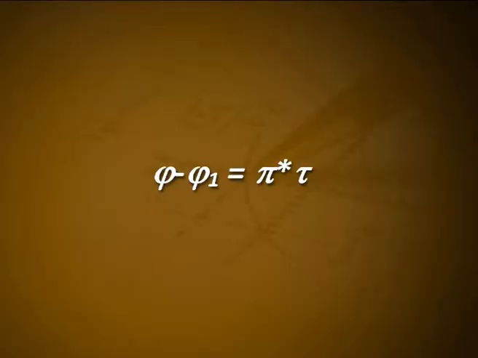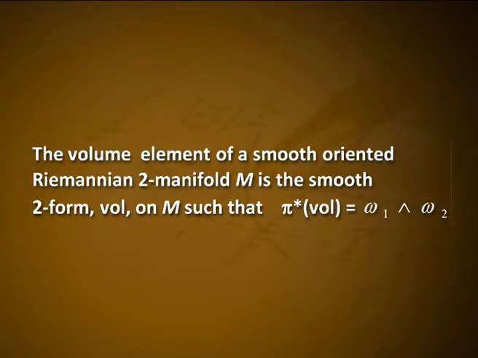Furthermore, omega 1 wedge omega 2 of t1, t2 is equal to 0 if either t1 or t2 is vertical. Hence, as in the proof that phi minus phi 1 is equal to pi star tau for some tau, which we have discussed in the previous session, the two-form omega 1 wedge omega 2 is the image under pi star of a unique form on M. Definition. The volume element of a smooth oriented Riemannian 2-manifold M is the smooth two-form volume on M such that pi star volume is equal to omega 1 wedge omega 2.